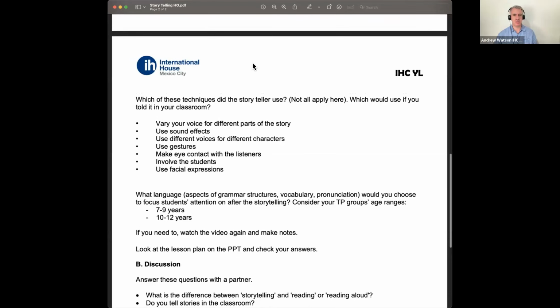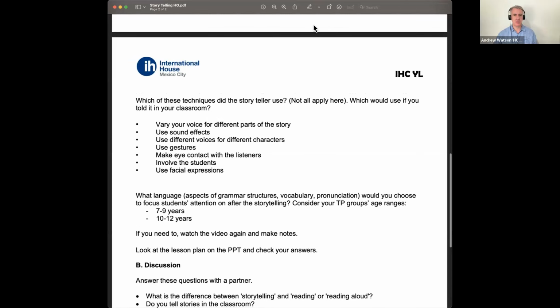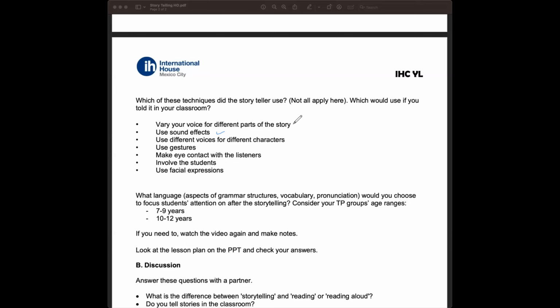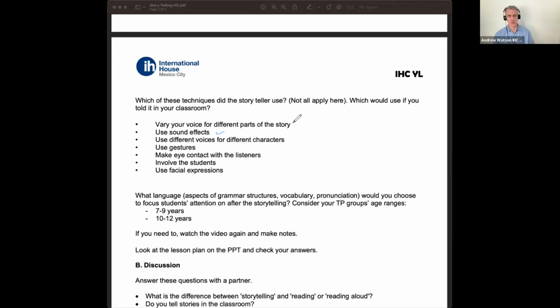What about varying your voice for different parts of the story? Did she vary her voice? Can you give any examples? Like when the tiger talks. "Could I have some tea?" Yes. So that was different voices for different characters, right?